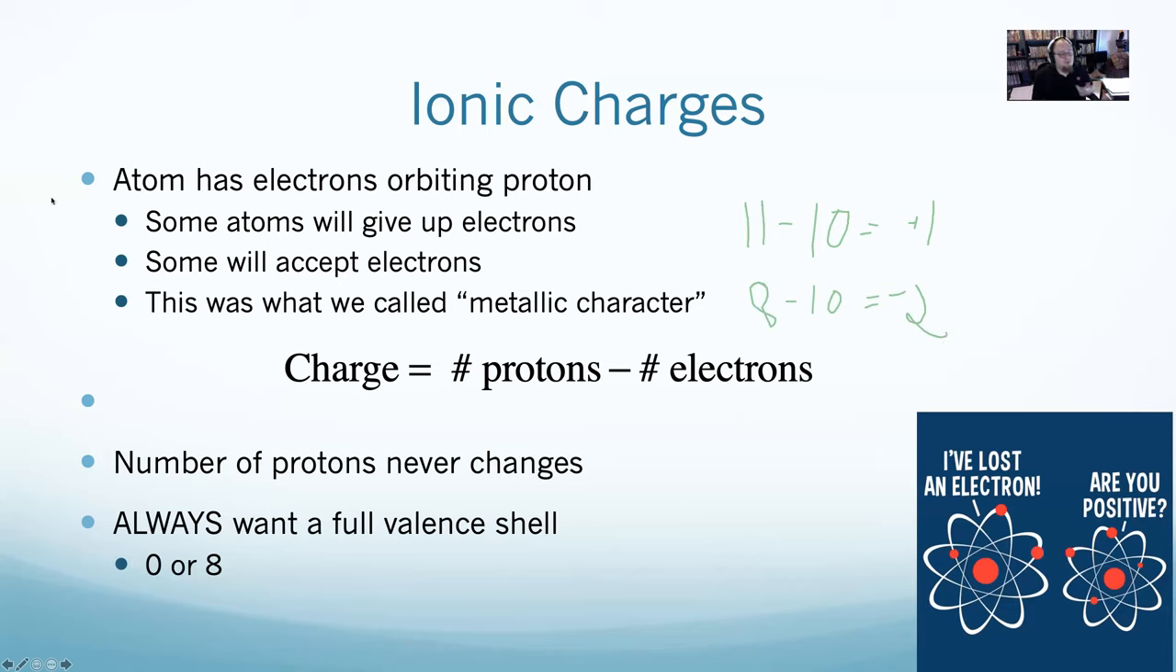And there's the general idea. Protons never change, but things can give or take electrons to hit that magic number, to end up with 0 valence electrons, or 8 valence electrons, or in the case of hydrogen, 2. And they'll gain a charge from this.